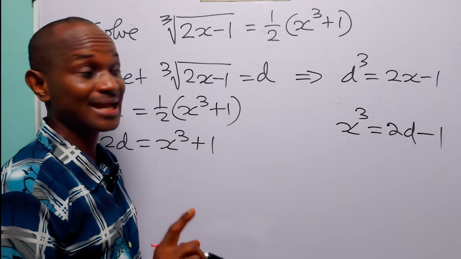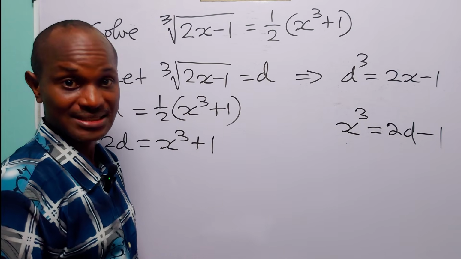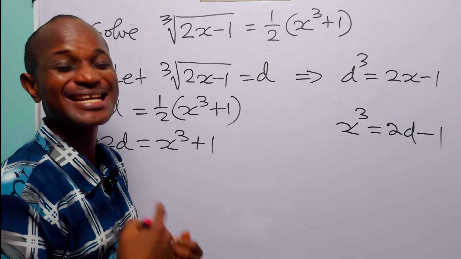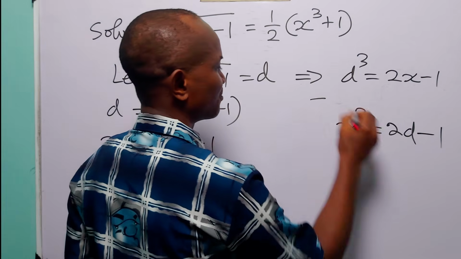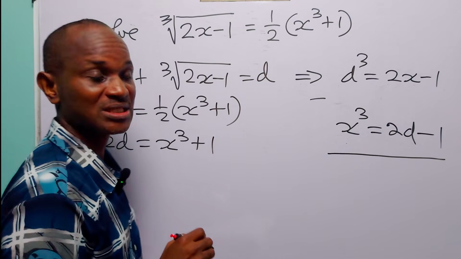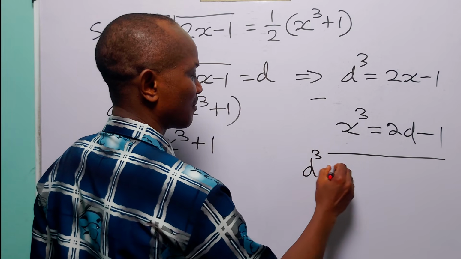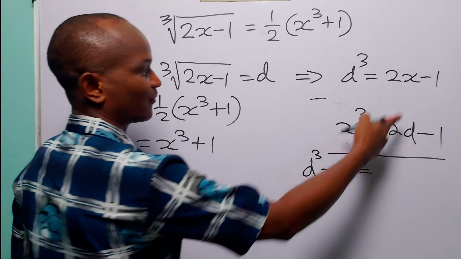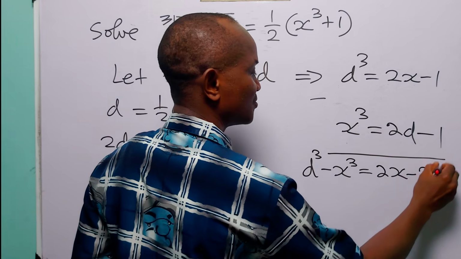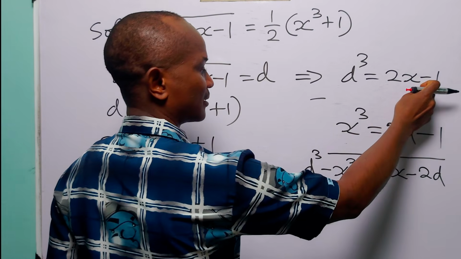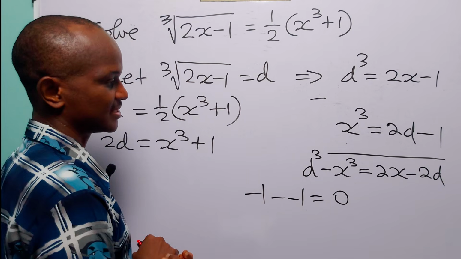Now, you can see that we have generated two simultaneous equations in x and d. The next thing we are going to do is to try and see if we will get a simple relationship between x and d. Now, to do this, we subtract the second equation from the first equation. When we do that, on the left-hand side, we have d cubed minus x cubed. And of course, on the right-hand side, we have 2x minus 2d. Now, you know that minus 1 minus minus 1 is equal to 0.